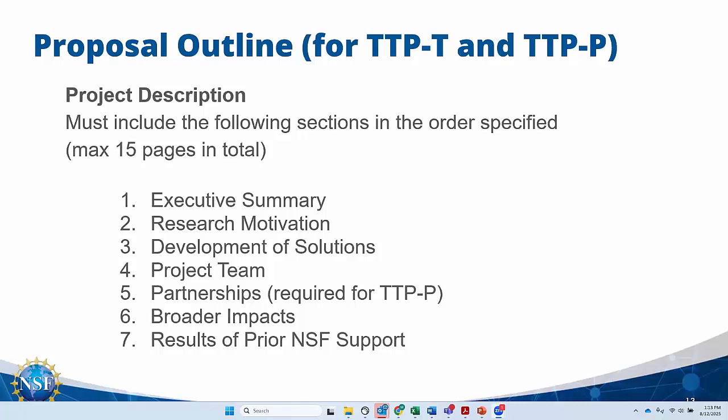Nitty-gritty of the proposal. So the TTP proposal requires certain subjects, certain sections in the proposal. In many cases, if you have written a proposal, you may be following the PAPPG, but in this case, we require a 15-page proposal to have these specific sections in it. And in that way, these instructions deviate from and take precedence over the guidance that is given in the PAPPG.